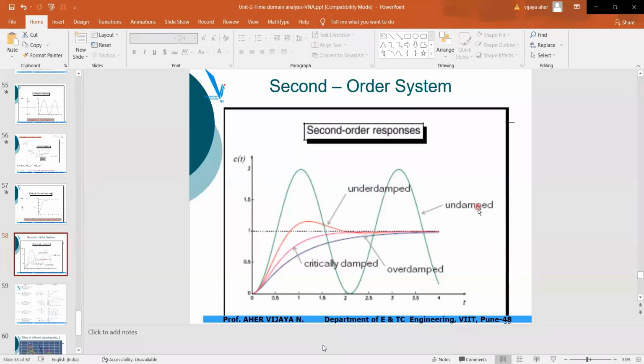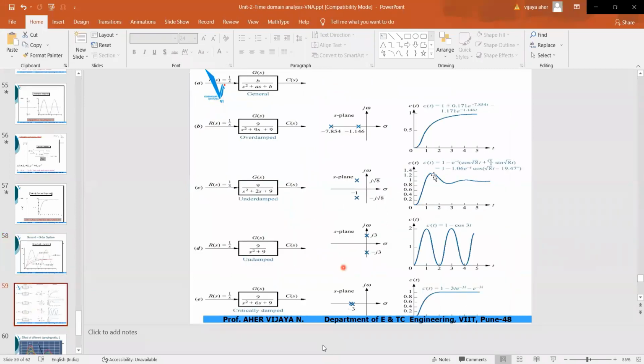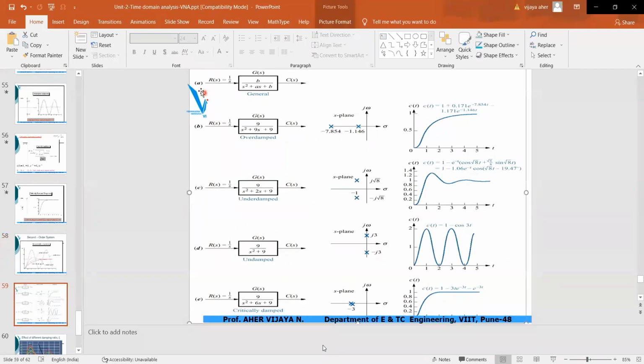Yes, ma'am. Clear. Okay. Now, the summary of all 4 categories of zeta is in front of you. This is the system equation, the generalized form. The transfer function for any system or process is generally expressed in this form, b divided by s square plus as plus beta. So this is nothing but your G of s.